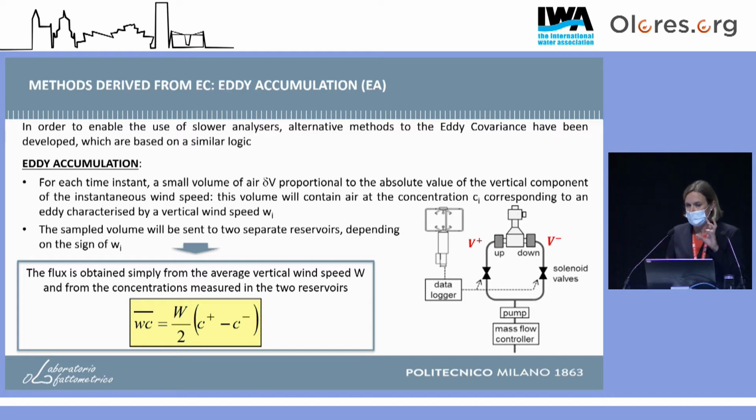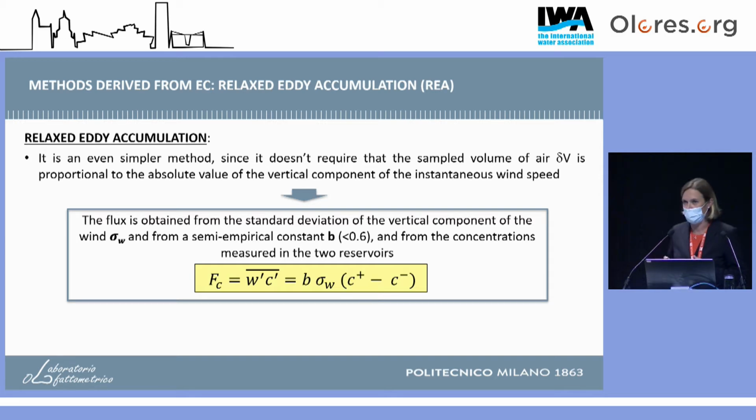However, the problem here is the fact that you have to send a small volume of air that has to be proportional to the vertical component of the wind speed, which requires the use of very particular valves. So the relaxed Eddy accumulation method is a further simplification of the method in which the sampled volume of air doesn't need to be proportional to the absolute value of the vertical component of the wind speed, but it can be constant. This requires the introduction of another constant, a semi-empirical constant, in the equation for the calculation of the vertical flux.